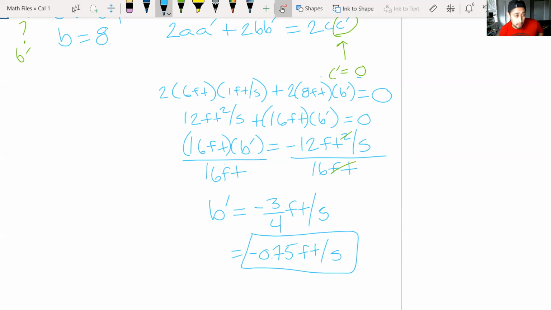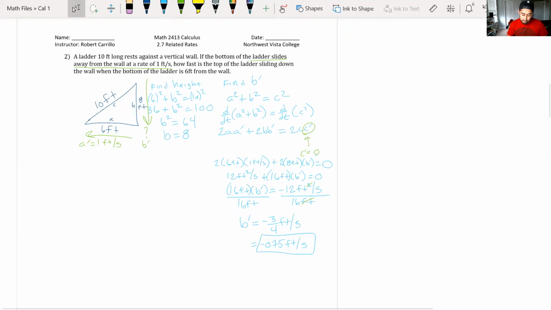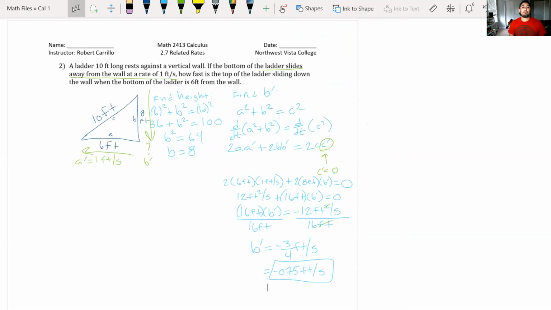So what this means, of course, we always want to know what this means at the very end. As this ladder slides out and starts falling down, it doesn't matter how it slides out, we know the top of the ladder is falling down. So we want to know at what rate this ladder is going to hit the ground. And this ladder is going to fall at a rate of 0.75 feet per second. All right?